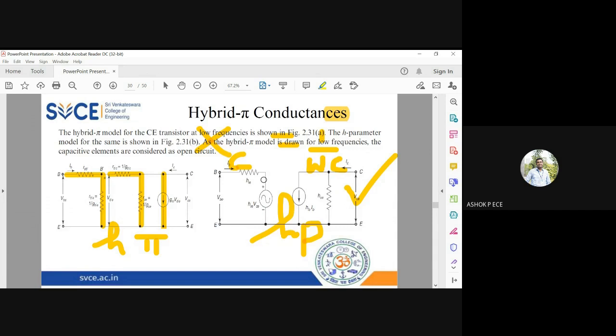As we see in the hybrid pi model for low frequency, for the input impedance, the current IB is coming and the current is splitting into two. When the current is splitting, the resistances are in parallel; when the same current is flowing, the resistances are in series. Since the current splits, RB'E and RB'C are in parallel, and that is in series with RBB'. That is the input impedance of my circuit. I will not consider RCE because RCE is on the output side of my circuit, and for input impedance the output side has to be open circuited.